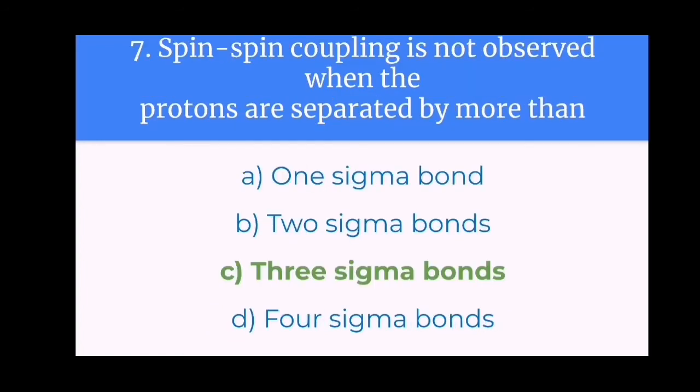Next is, spin-spin coupling is not observed when the protons are separated by more than A. 1 sigma bond, B. 2 sigma bonds, C. 3 sigma bonds, D. 4 sigma bonds. The correct answer is C. 3 sigma bonds.